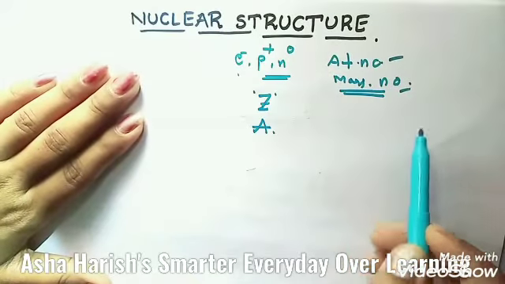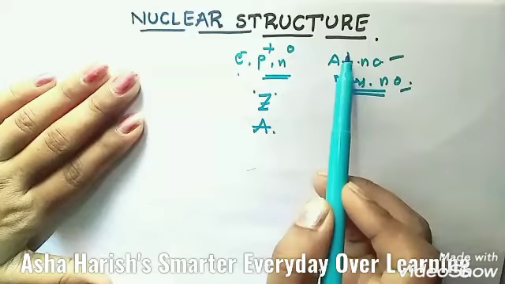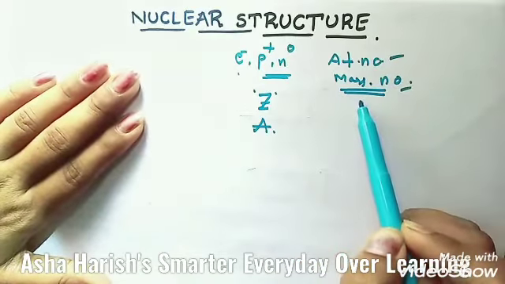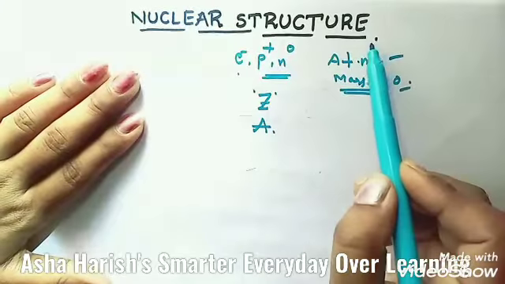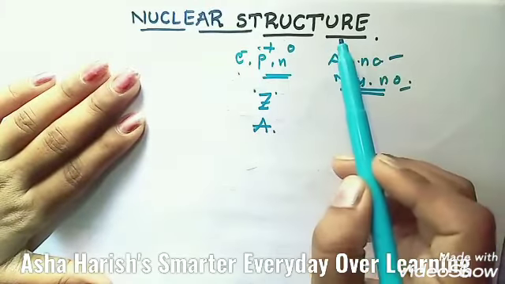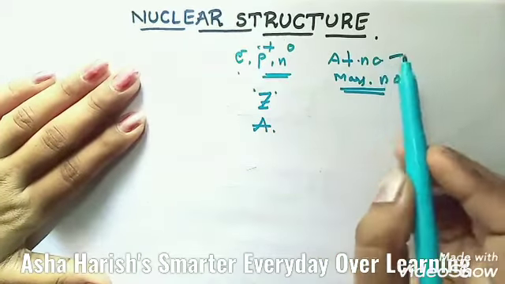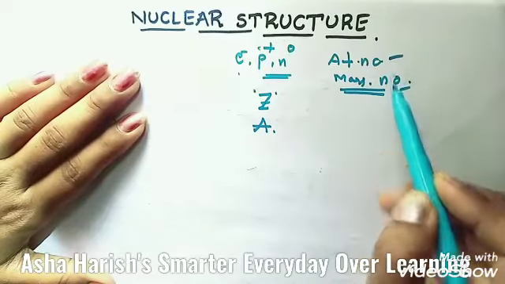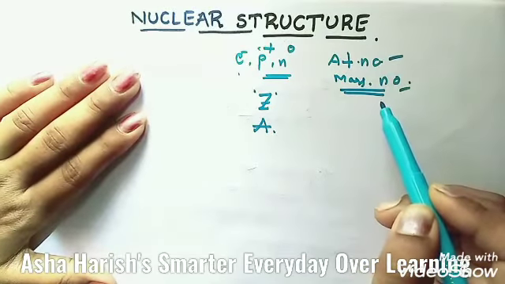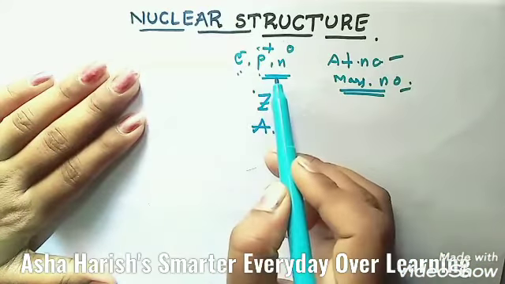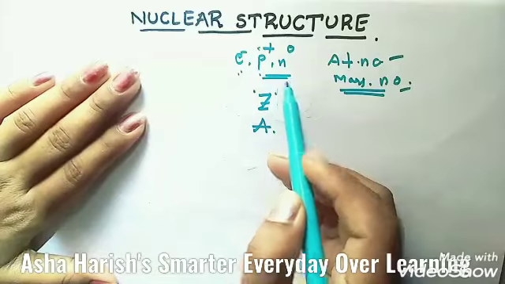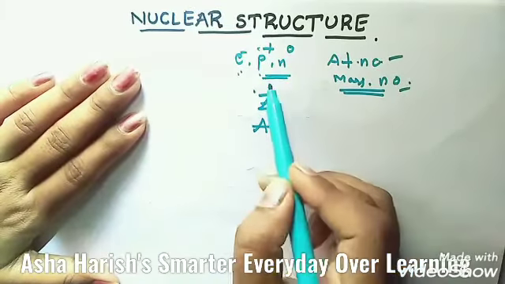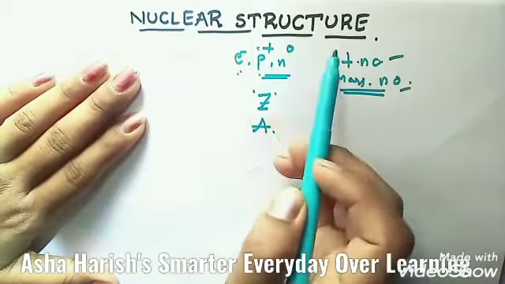Dear students, today's session is about nuclear structure. Before starting today's session, you have to know the definition and the uses of the nuclear structure. Students, for knowing the atomic number and the mass number of the element, the number of electrons, protons and neutrons in the atom of the element can be calculated by using the nuclear structure.